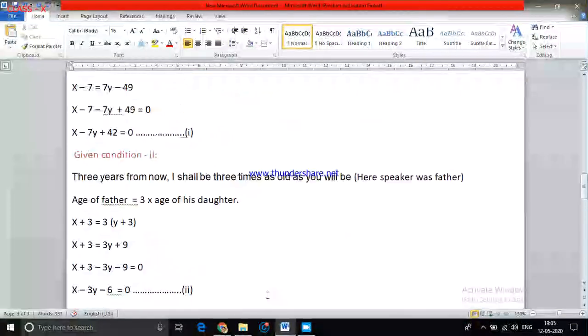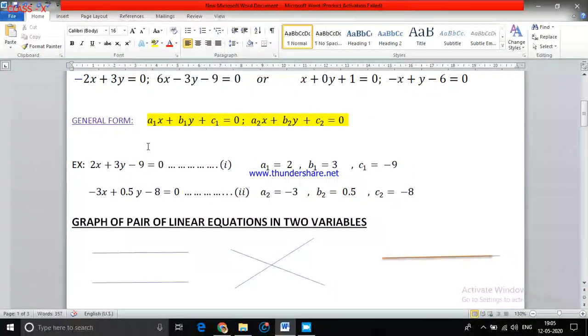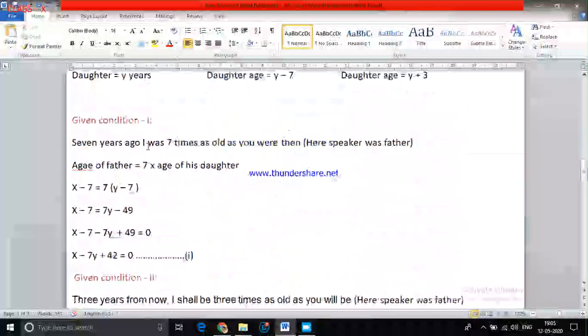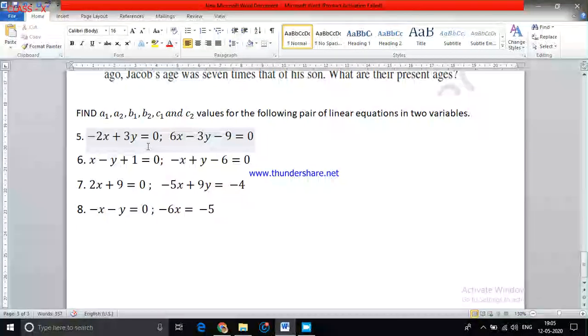For all those questions, you have to remember this general form: a1x plus b1y plus c1 equals 0, a2x plus b2y plus c2 equals 0. Please understand how to get the values of a1, b1, c1, a2, b2, c2. If these examples are not sufficient, take a few more examples and learn thoroughly how to get the values of the coefficients exactly, because our next topic is based on how perfectly you can find a1, a2, b1, b2, c1, c2.